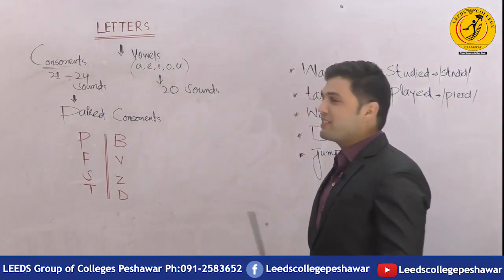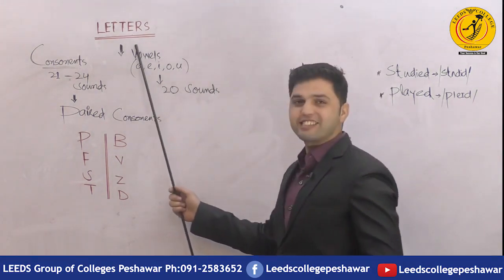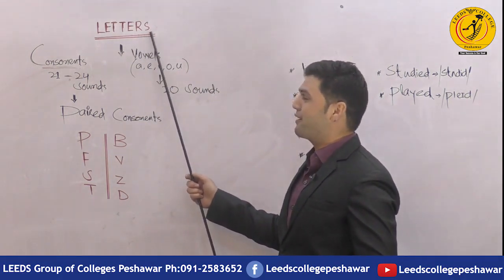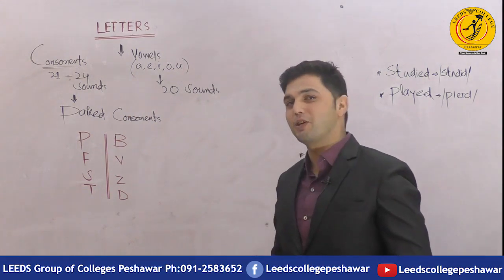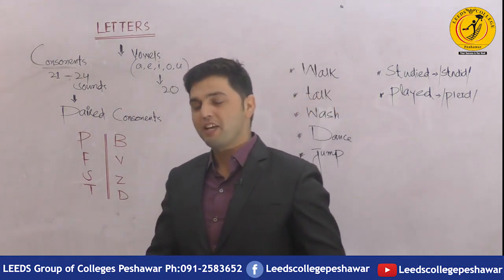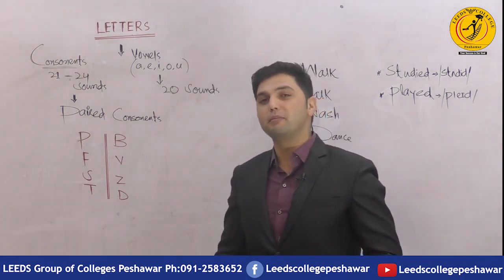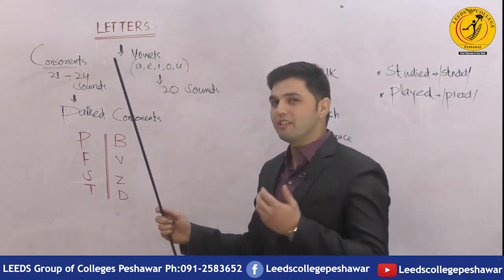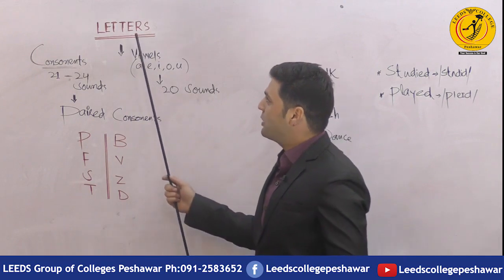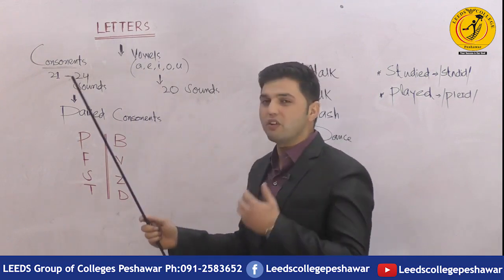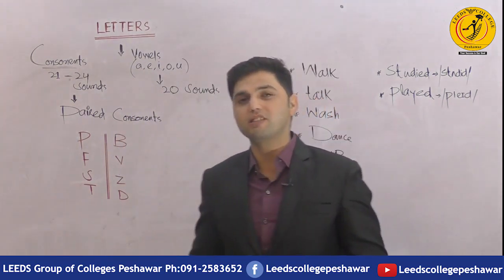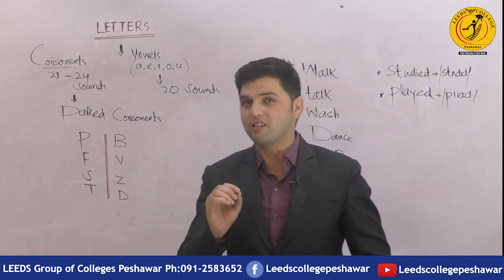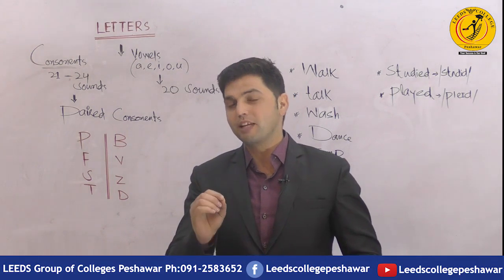My today's lecture is about the letters L, E, T, T, E, R, S. It is about the letters. Here I'm talking about the American accent. When there is a double T, one T is silent. And when T falls in the middle of two vowel sounds, we pronounce it with a fast sound.